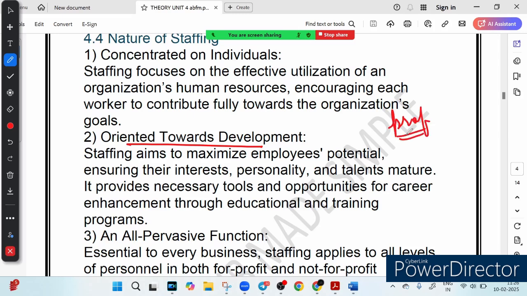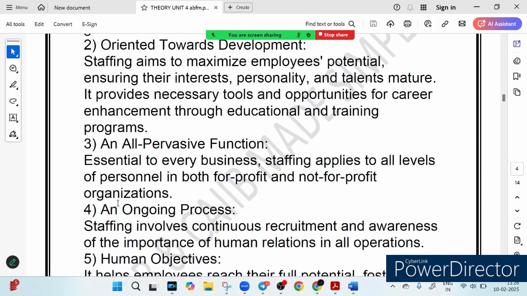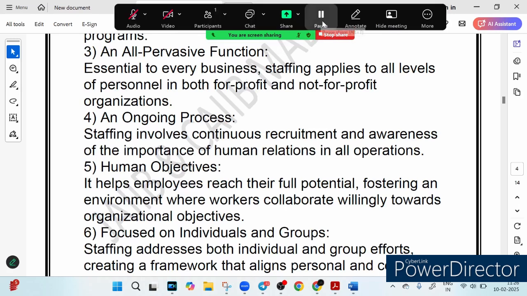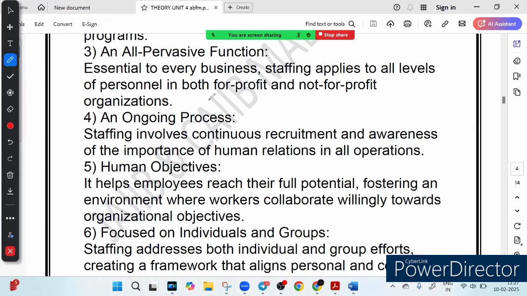The third reason is that it is an all India pervasive function. Right. You can see all India pervasive function. So what does it mean? It means that staffing is not limited to big companies, right? Rather, whether it is a small startup or a charity organization, staffing applies to every type of business. That is why it is called all India pervasive function. Now the next point, it is an ongoing process. It means that hiring is not a one-time job. Organizations constantly need to recruit and improve human relations to keep things running smoothly.